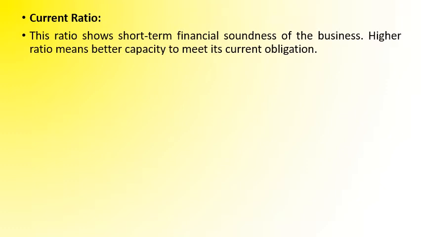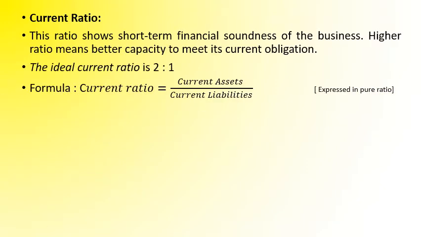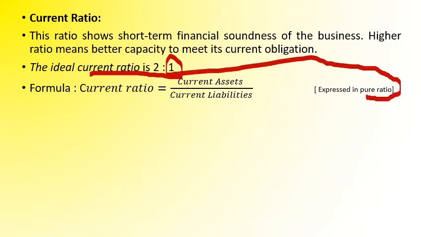You have current liabilities. If you have a higher ratio, then you will be in a better position to meet your current obligation. The formula is current assets by current liabilities, and it is expressed in terms of pure ratio. Pure means it is 2 is to 1. I have shown the ideal ratio over here, that is 2 is to 1. This 1, when you put it in the right part, talks about the pure ratio.